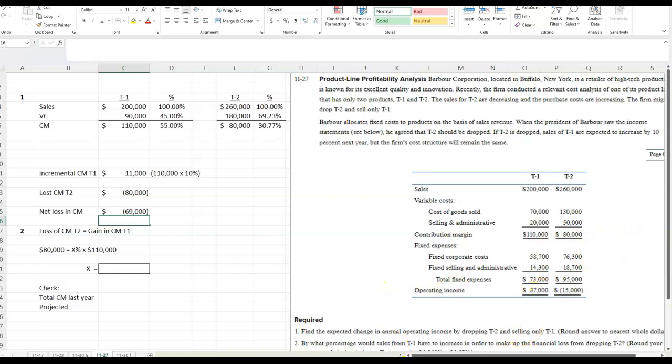By what percentage would sales from T1 have to increase in order to make up the financial loss from dropping T2? Well, we've got to make up this 80,000, right? So we want to know what percent times 110,000 equals 80,000. So we'll just take 80,000 and divide it by 110,000. And I'll put that formula here.